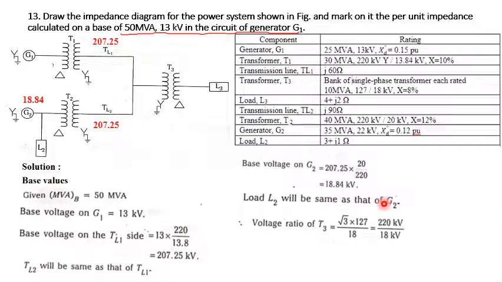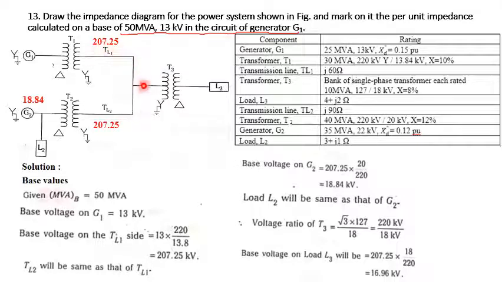Fine. Then coming to T3, we have to calculate. See here, this is different: T3 is a bank of single phase transformers, each rated 10 MVA, 127 by 18 kV. On the side which is star connected, we have to multiply by root 3. That's why it is root 3 into 127 divided by 18. We will get 220 divided by 18. The ST side is 220, the LV side is 18. Then we have to calculate the voltage across L3. L3 is on the LT side, this is the ST side. What is the voltage we already got?